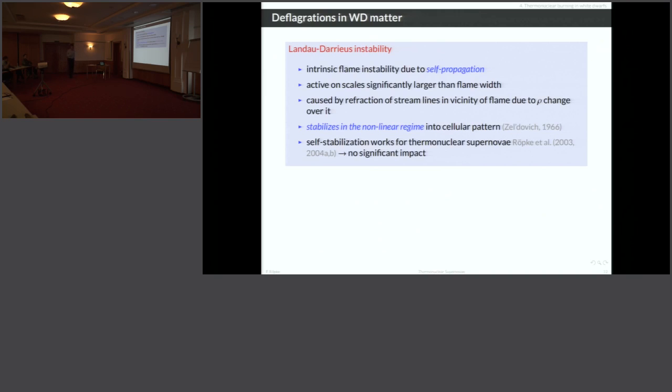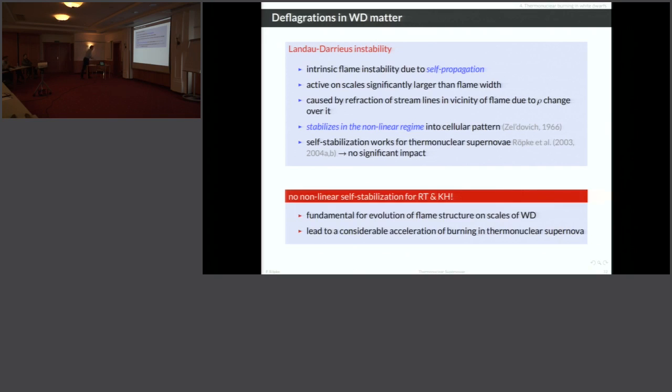Now the important thing here that I wanted to mention is that the Landau-Darrieus instability is an instability that stabilizes itself in the nonlinear regime. It forms a cellular pattern, but then it stays stable in the cellular pattern. And so this was already suggested in the 1960s. In my PhD work, I actually also looked into this with numerical simulations and found that this self-stabilization works also under the conditions that we have in thermonuclear supernovae. So therefore, the Landau-Darrieus instability is thought to have no significant impact on the burning on large scales.